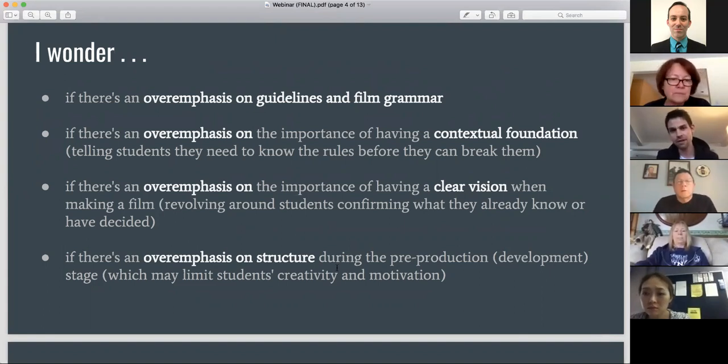So that's something that I've never really agreed with. You need to know the rules before you break them. I absolutely disagree with that. And I'm not saying that it's wrong to show films of historical significance or anything, but I think it needs to be done in the right way.